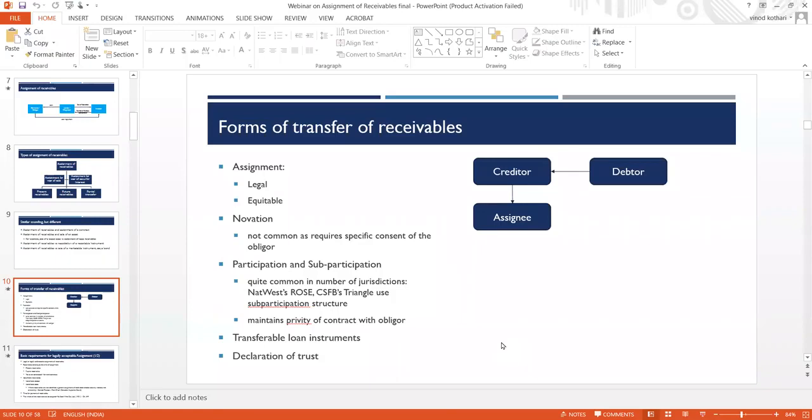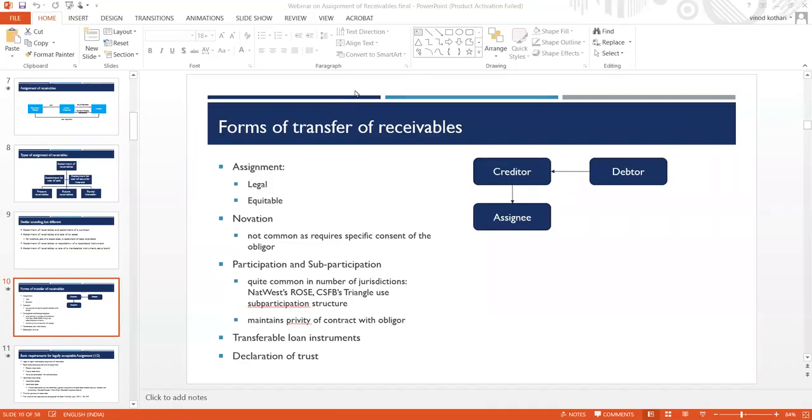Novation obviously will require the consent of the counterparty. Like in my example here, if the debtor and the creditor mutually agree that henceforth the payments will be made to the assignee, that's a case of novation. In case of an assignment, the creditor who is entitled to the sum of money directs the debtor to make a payment to the assignee. Debtor has no business objecting to that. Creditor is transferring his property. There is no concurrence of the debtor at all required. That's a case of an assignment.